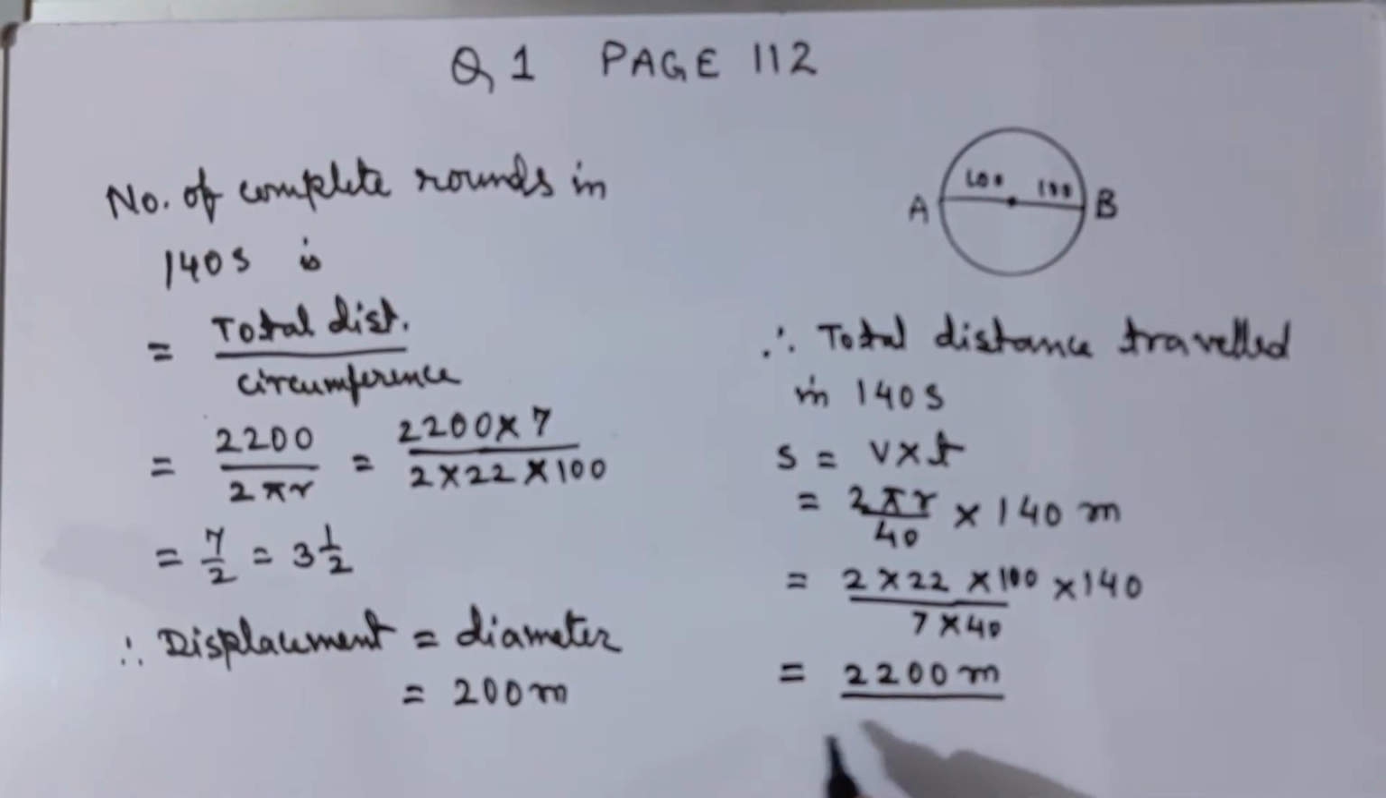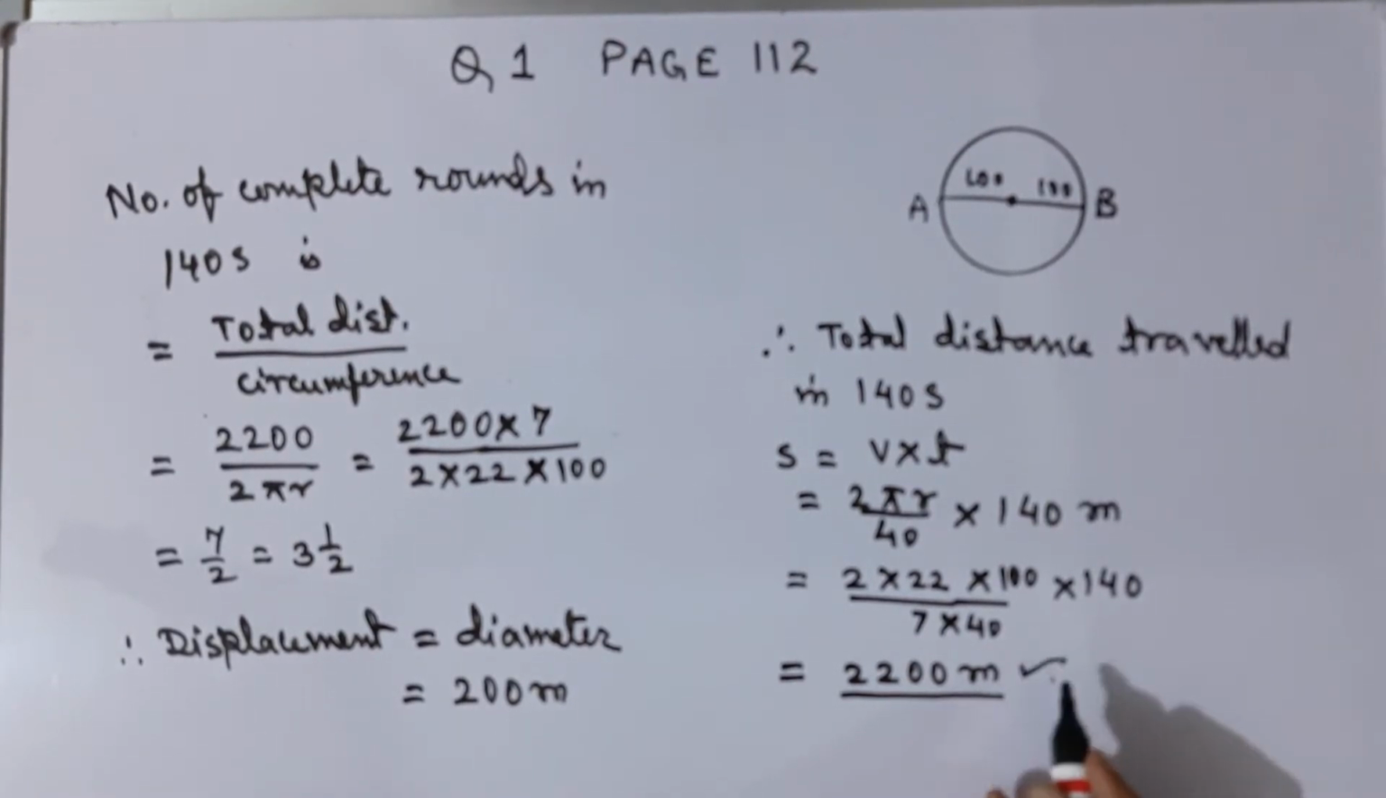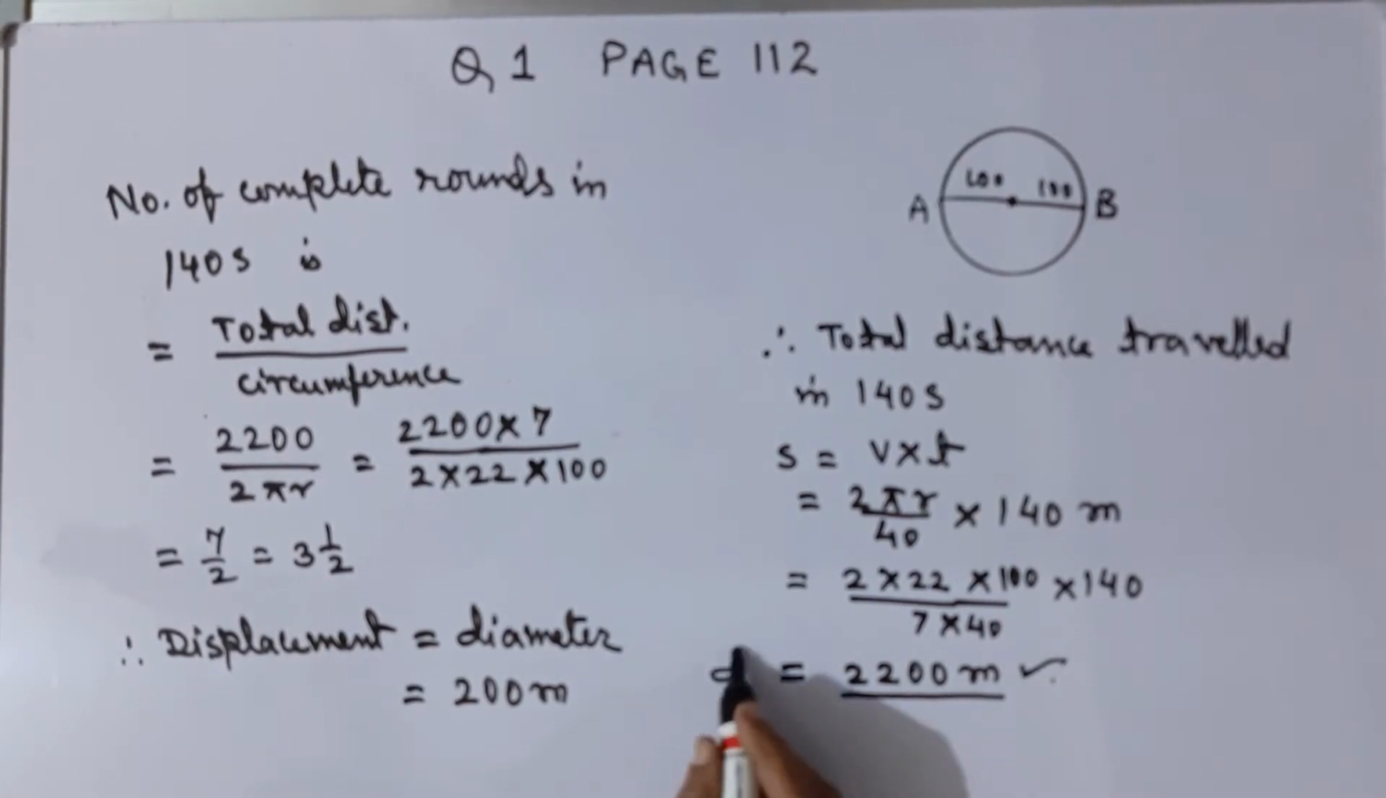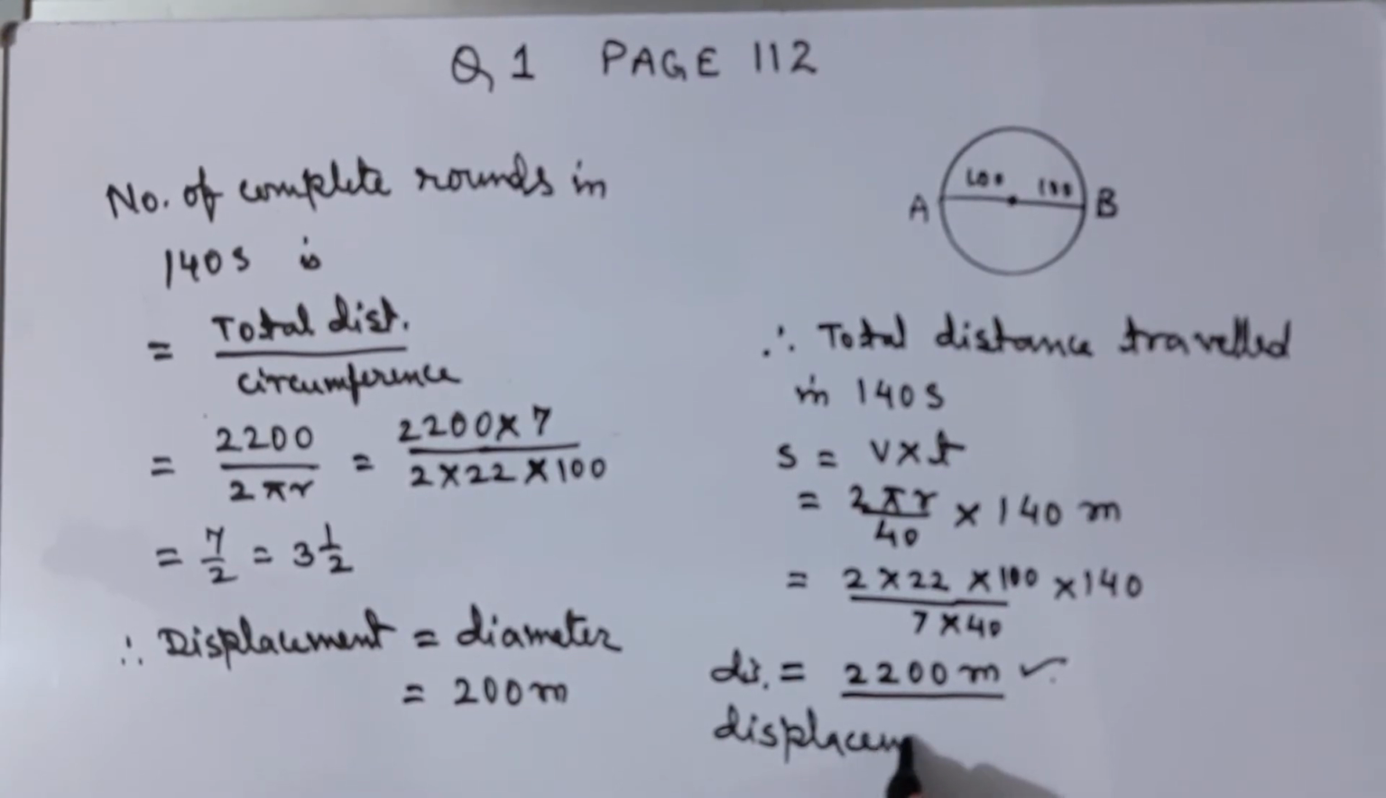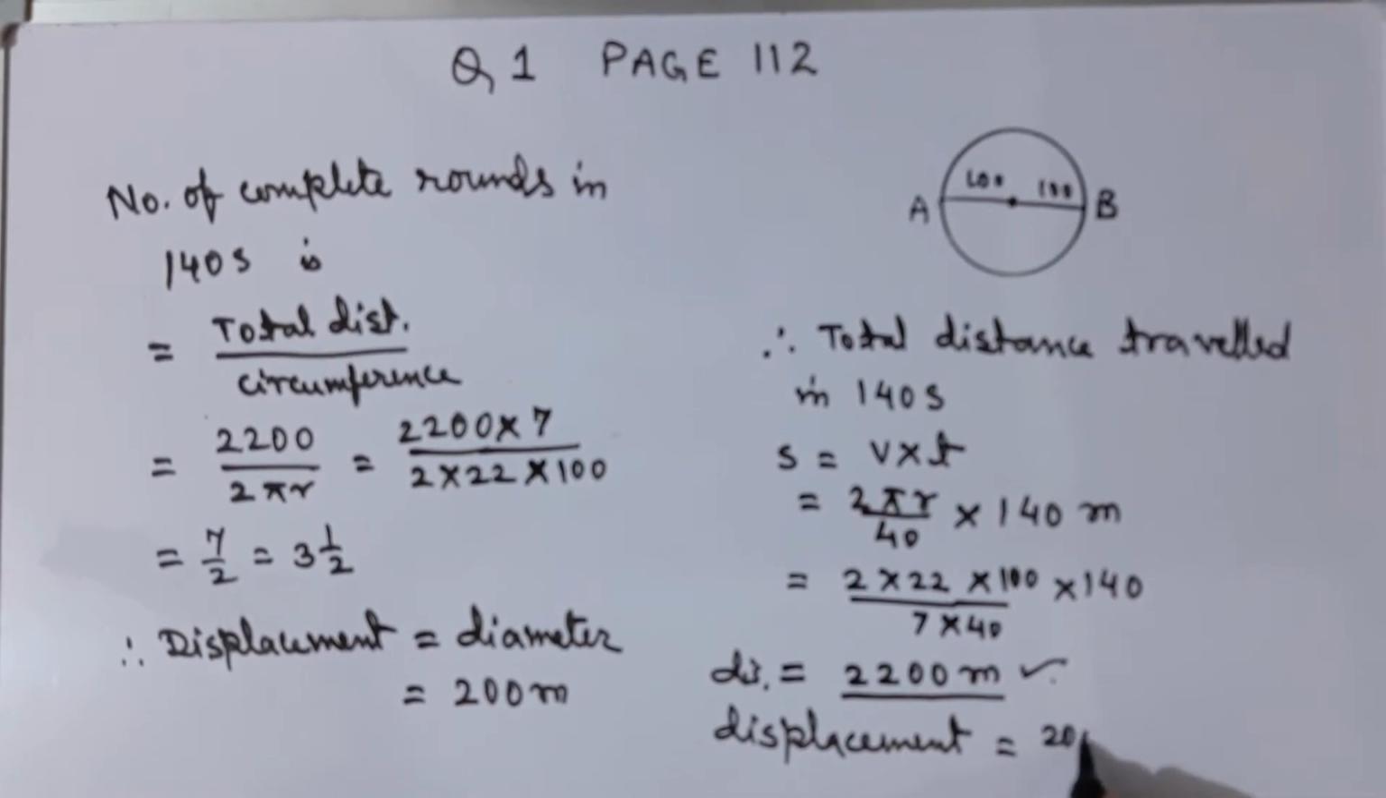So here we have answer for the first part, 2200 meter distance, and displacement is equal to 200 meter. So these are the answers.